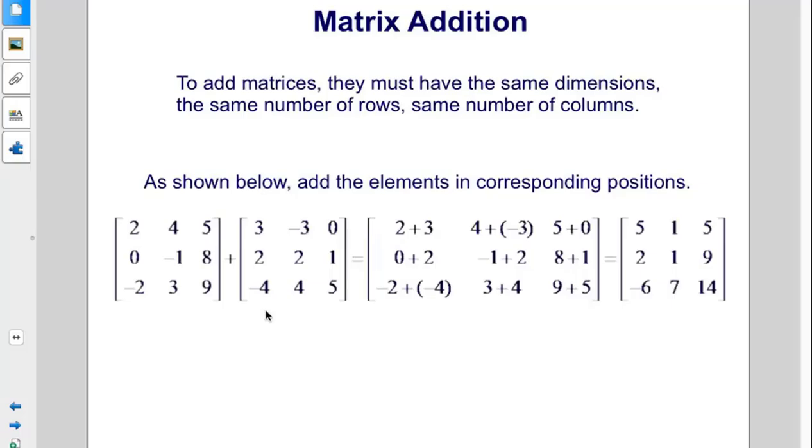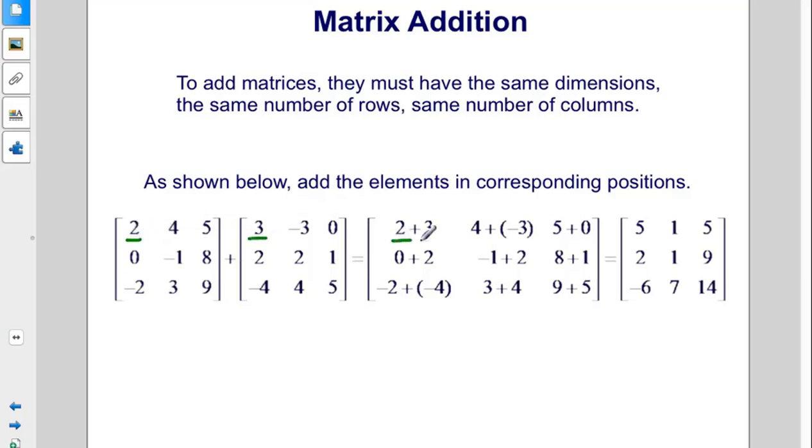To add matrices, they must have the same dimensions, the same number of rows, and the same number of columns. As shown below, add the elements in corresponding positions. So we're going to add this matrix to this matrix. First we add this number to this number.